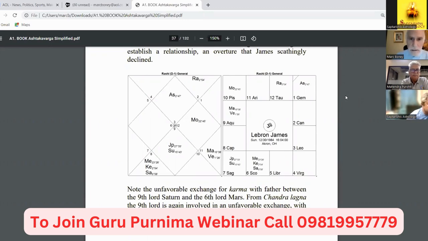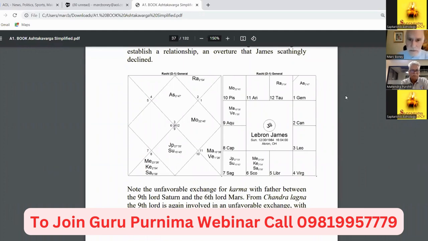Jupiter is the 10th lord and the 7th lord. It's strong in its mulatrikona sign. It's also at 27 degrees of Sagittarius. It's Vargottama, so quite strong. And it's with the sun here. This forms something called a Raja Lakshana Yoga, that is someone with noble and kingly characteristics. Actually, in the world of basketball, he's referred to simply as the king.